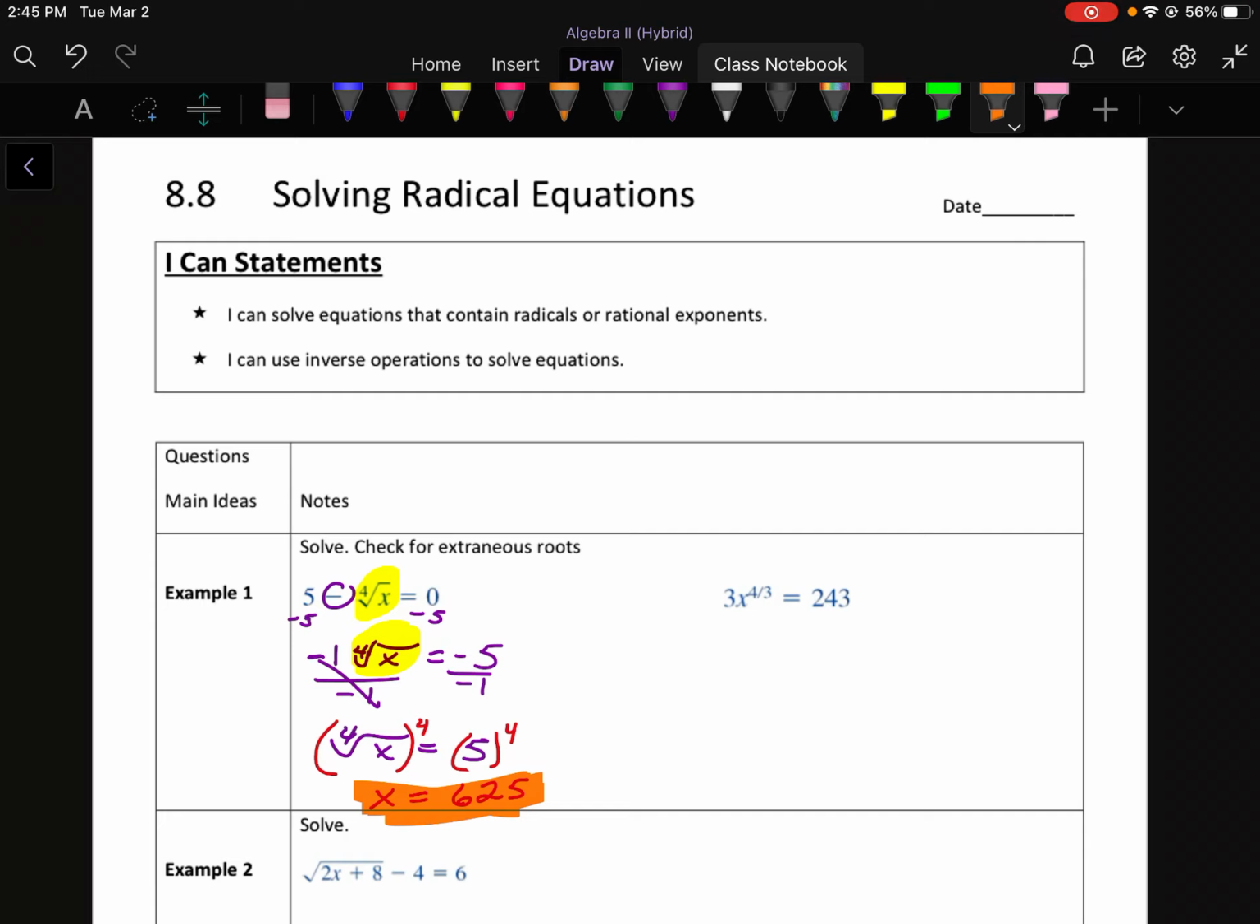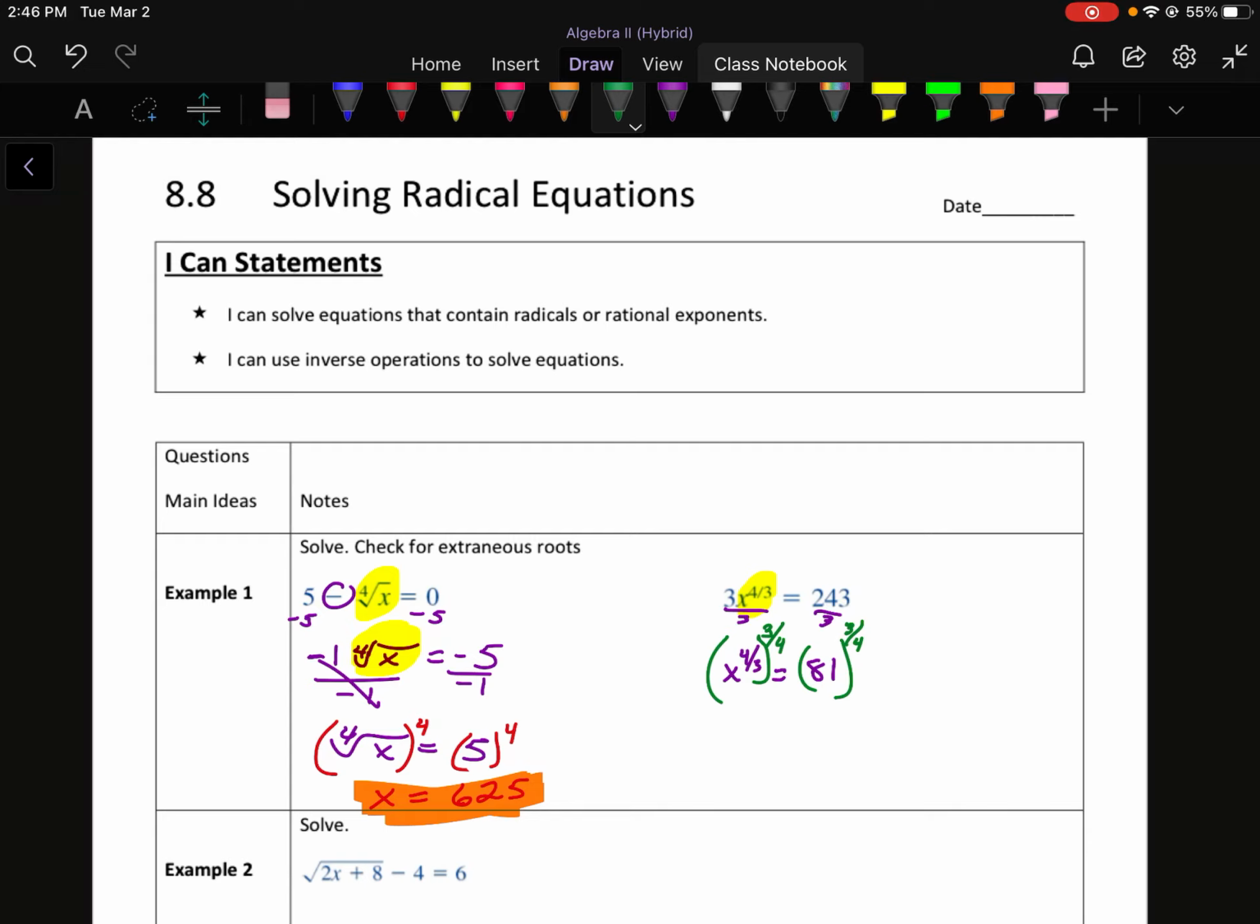All right, so the next one, we have x to the 4 thirds that's being raised to a power. The 3 is not, so we need to start by dividing both sides by 3. X to the 4 thirds is going to equal 81. Now, we need to get rid of that 4 thirds exponent. We could probably do this in just one step. We can use our power to a power rule. So a little trick for you would be to raise both sides to the reciprocal exponent, so the 3/4 power.